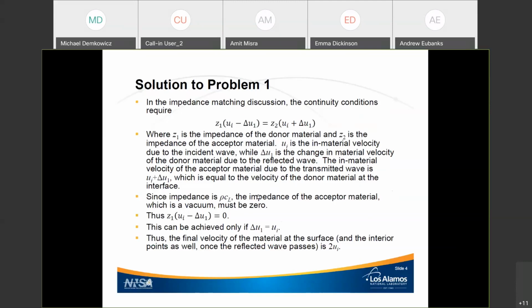The impedance of the vacuum is, well, zero, because it can't support a wave in the first place, and second, the density is zero. So in our free surface condition, this right-hand side of the equation is identically equal to zero, which means that the delta U1 has to take on a value that also causes the left-hand side to vanish. The only way you can really do that is if delta U1 is equal to the original material velocity, U sub I, so that the final velocity of the material at the surface and in the interior points as well, once the reflected wave passes those interior points, is actually 2 U_I, or twice the in-material velocity. So that's how we do that.